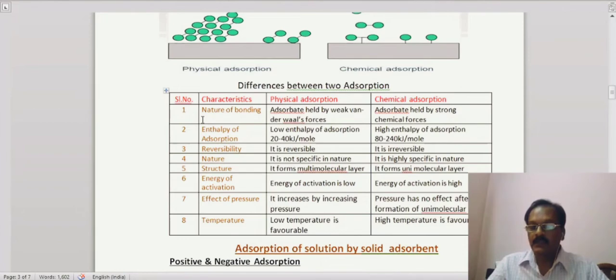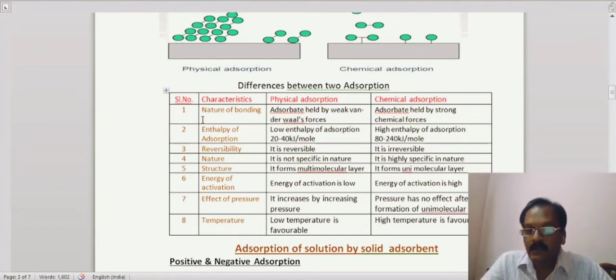Now the third point is reversibility. It means whether the adsorbate held on the adsorbent can be reversed or not. In case of physical adsorption, the adsorbate molecule can be easily reversed because of the weak van der Waals force of attraction. Whereas in case of chemical adsorption, the adsorbate molecule held on the adsorbent cannot be reversed. That means we cannot desorb it.